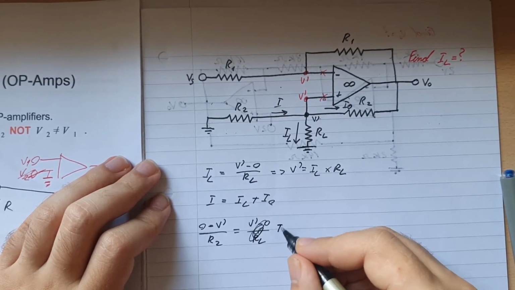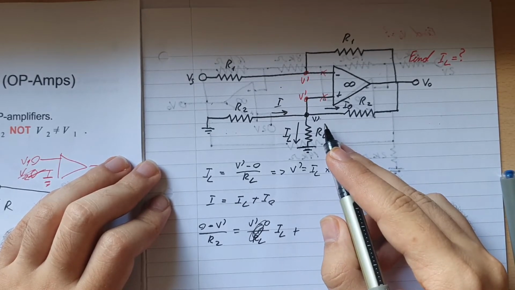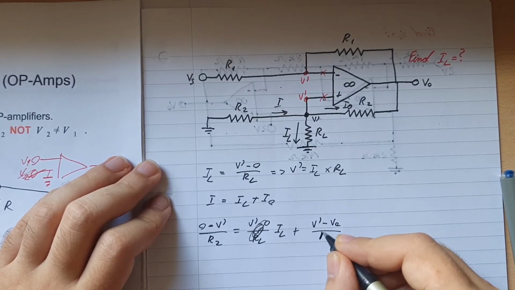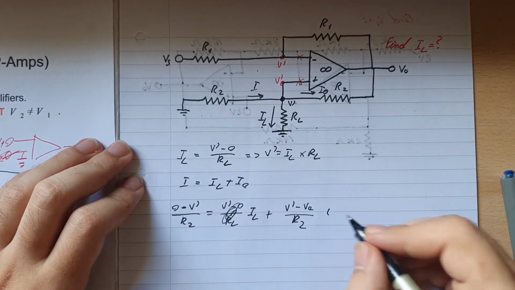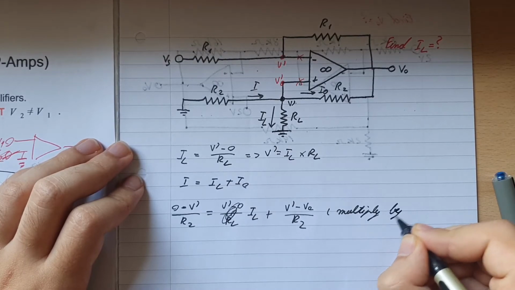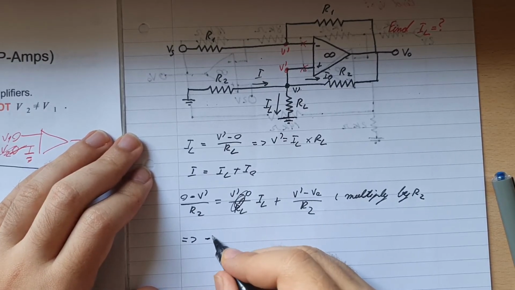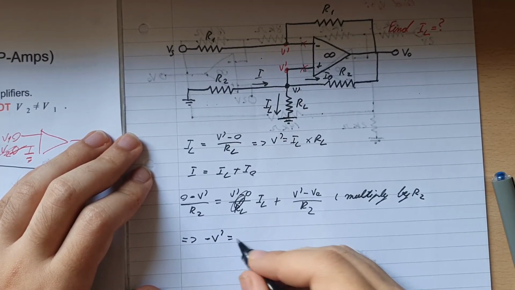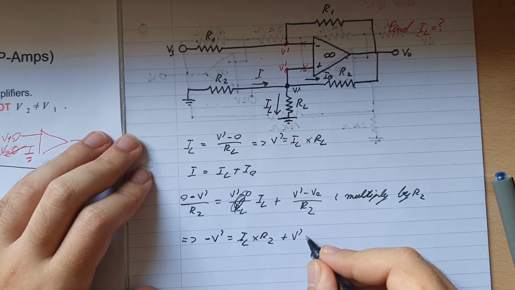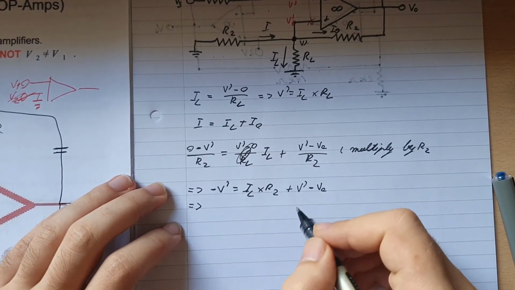Let's leave it just like IL, because we don't really need to split it, plus then we get V prime minus V out over R2. So V prime minus V out over R2. Alright, so we'll multiply by R2. Then, minus V prime, we get rid of the R2, will be equal to IL times R2 plus V prime minus V out. Now we just need to rearrange it.